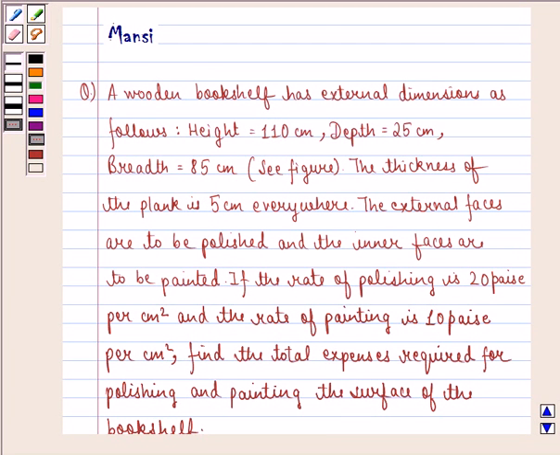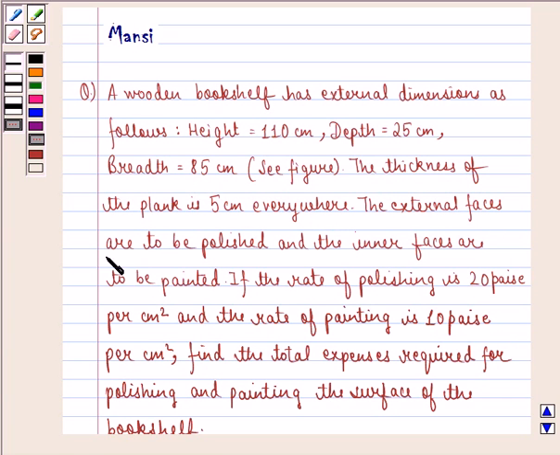My name is Mansi and I'm going to help you with the following question. Now the question says, a wooden bookshelf has external dimensions as follows. Height is equal to 110 cm, depth is equal to 25 cm, breadth equals 85 cm. The thickness of the plank is 5 cm everywhere.